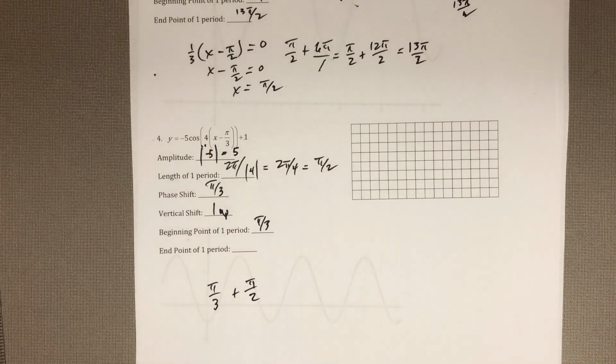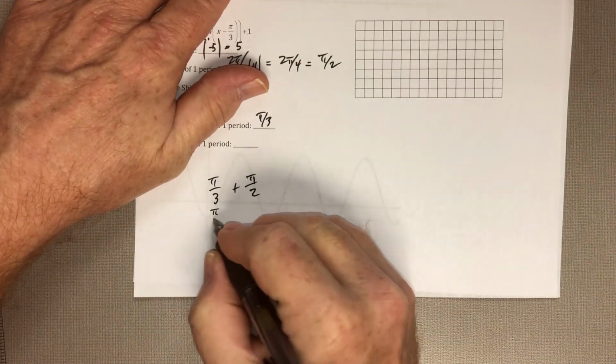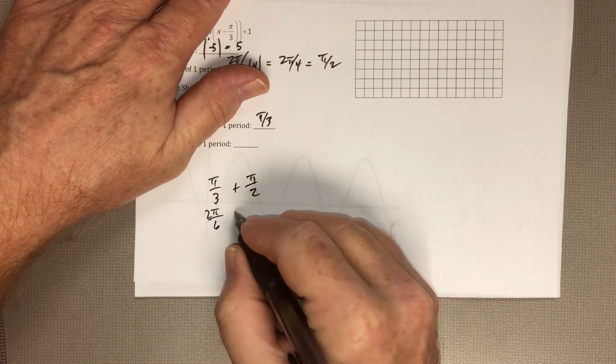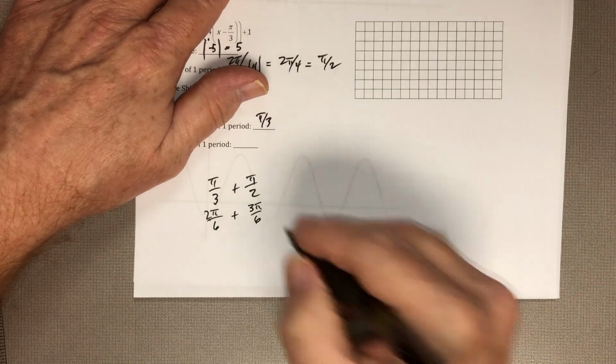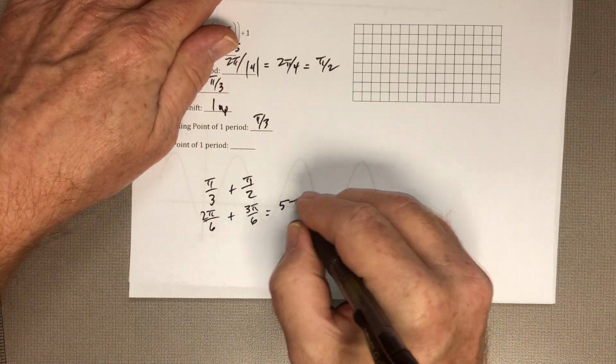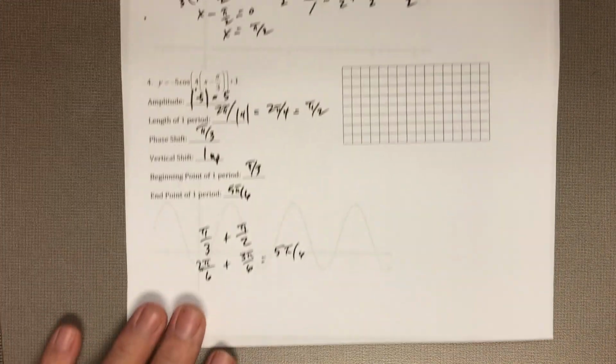All right, and if I want to add these two fractions, I need a common denominator. That would be 6. This would be 2 pi over 6. That one would be 3 pi over 6. And when I add those, I get an ending point of 5 pi over 6. So 5 pi over 6.